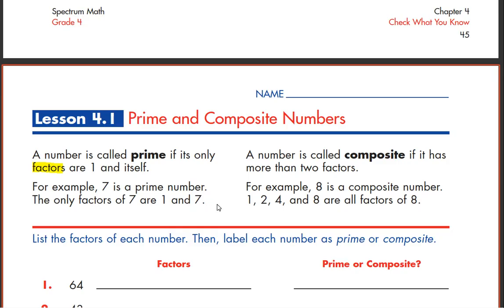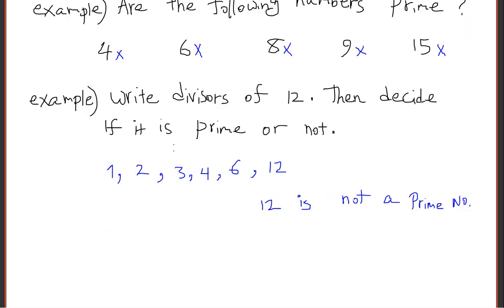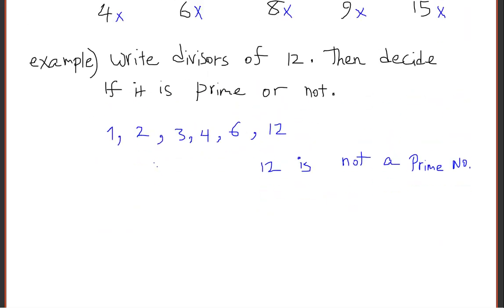Now, a number is called composite if it has more than 2 factors. For example, 8 is a composite number because 1, 2, 4, and 8 are all factors of 8. So in our example, we can say 12 is a composite number.